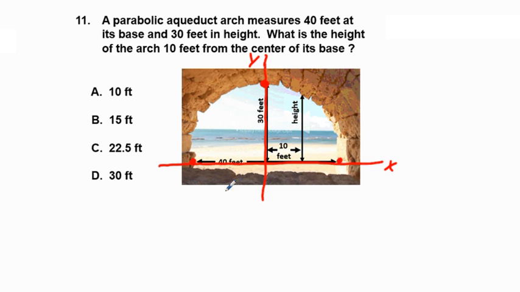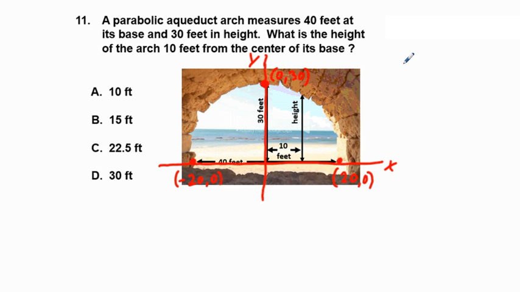Okay, what are the coordinates of the 3 points? Well, we have 40 feet across, and so our point on the right is going to be the point 20, comma, 0. The point on the far left of the arch is going to be negative 20, comma, 0. And the one at the top is going to be 0, comma, 30.